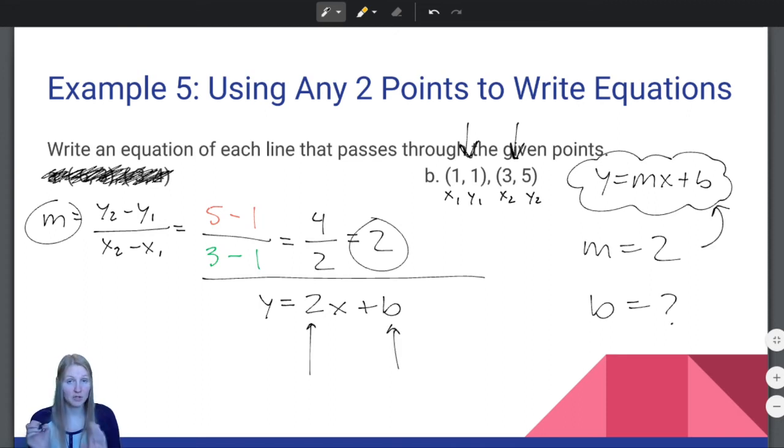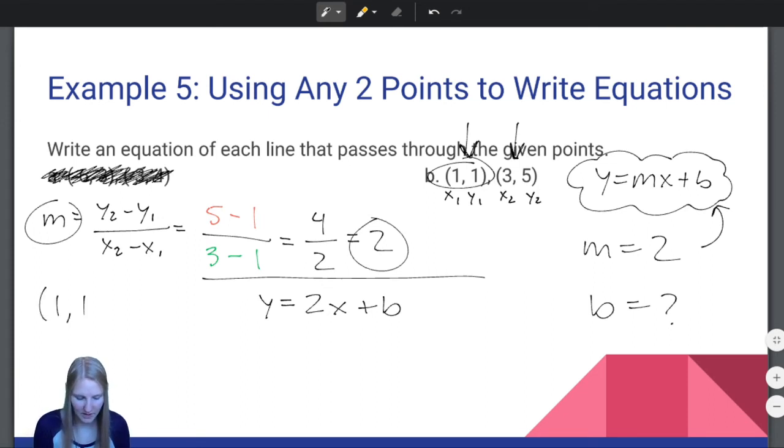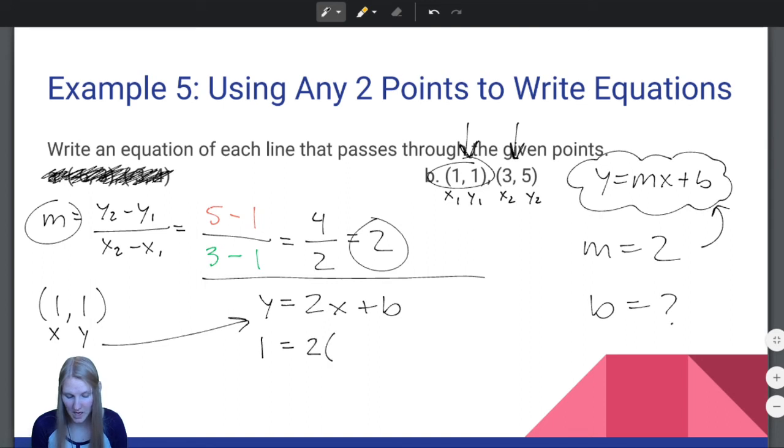I don't know what b is yet, but I'm plugging m in here. I know that m is 2. And I'm going to pick one of these points. Let's do 1, 1, because it looks easier to me. The number 1 is smaller than 3 and 5. Smaller numbers are easier to work with in my brain. So let's use the point 1, 1. And that means that x is 1 and y is 1. So when I plug them in here, I'm going to have 1 equals 2 times 1 plus b.